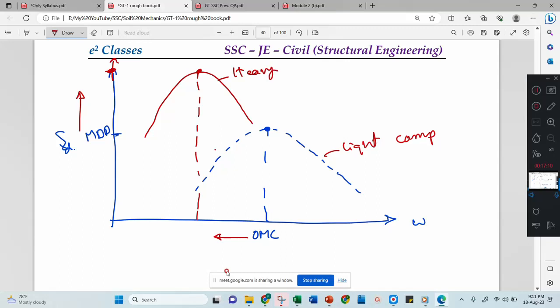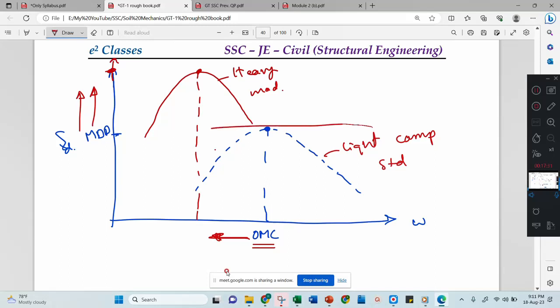Okay? A standard Proctor test, and this is your modified Proctor test. Then what is the effect of the modified Proctor test compared to the standard Proctor test? OMC will decrease, and density will increase. This is the effect. Understood? For the same soil.